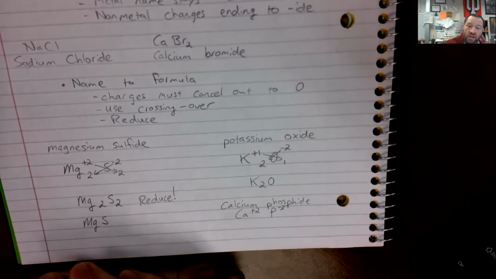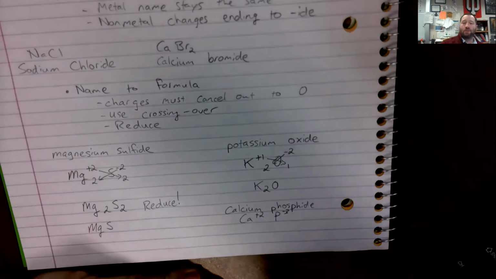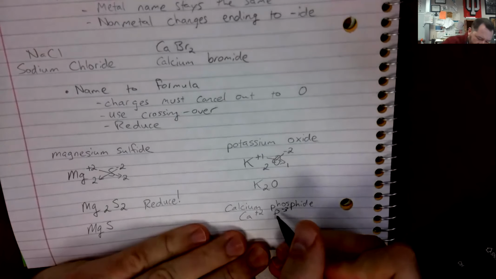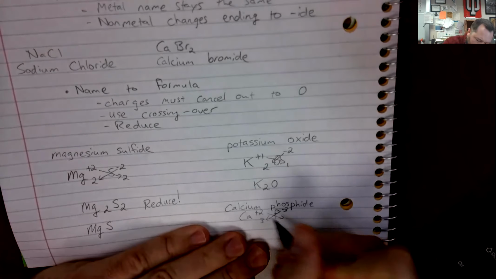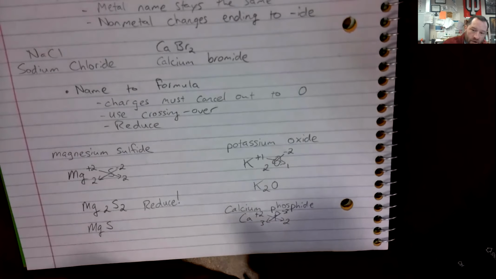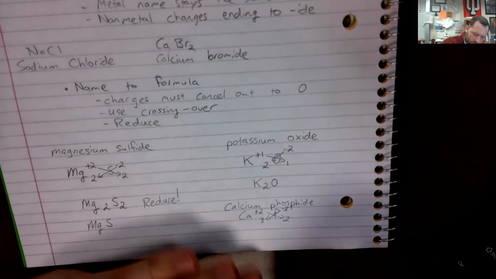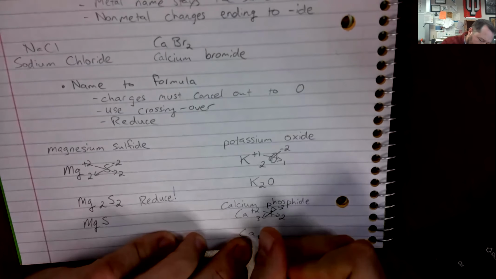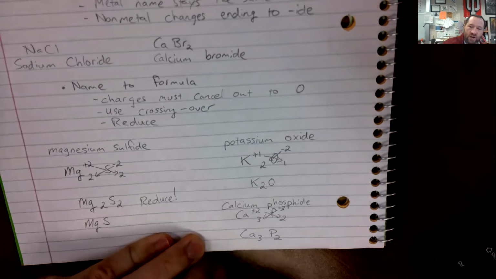Getting +2 and -3 to cancel out can be kind of a trick. So again, this is where crossing over can really help us out. Bring the 3 down here, the 2 down there. It's going to clean that up. I don't want those arrows. I certainly don't want those charges in my final answer. So Ca3, P2. That's calcium phosphide.